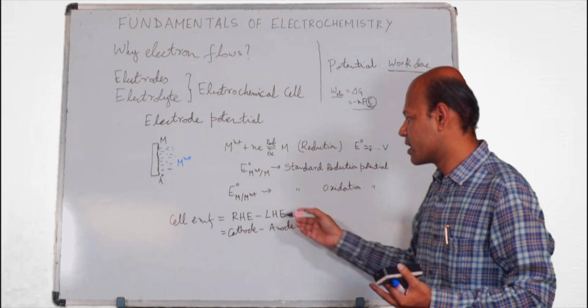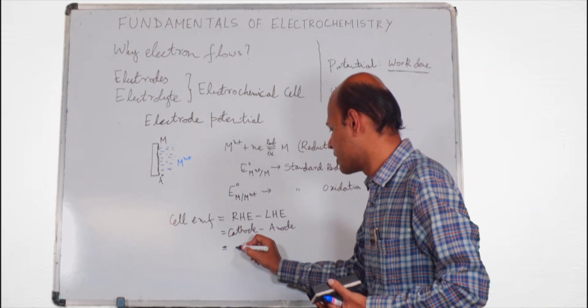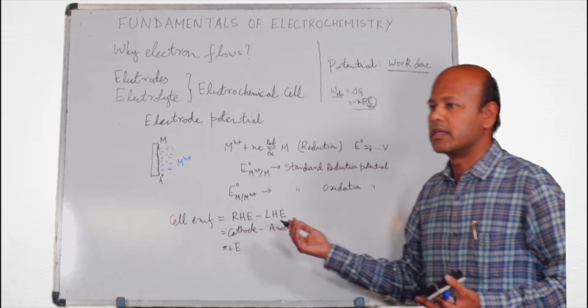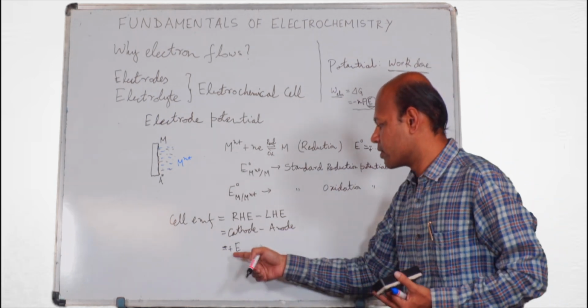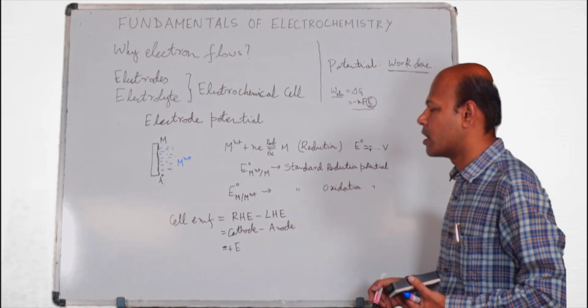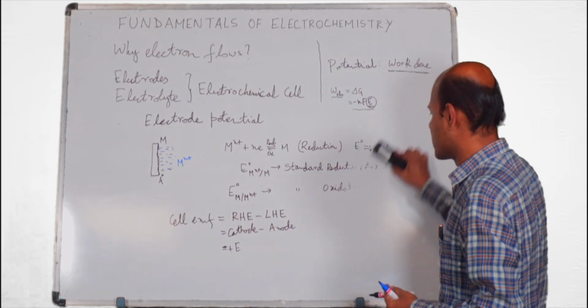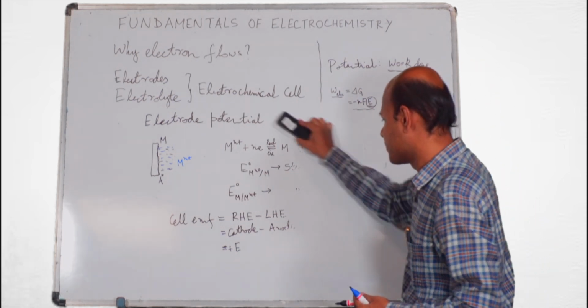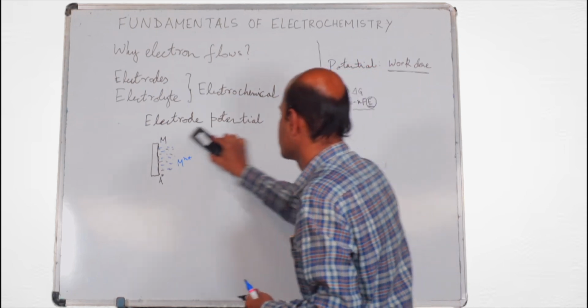When you combine these two, this cell EMF should be positive. So this E should be positive to get a cell output. That is, to get spontaneity in the cell, we require this. Now, what are the different types of electrochemical cell? There are two types of electrochemical cell, that is galvanic cell and electrolytic cell.